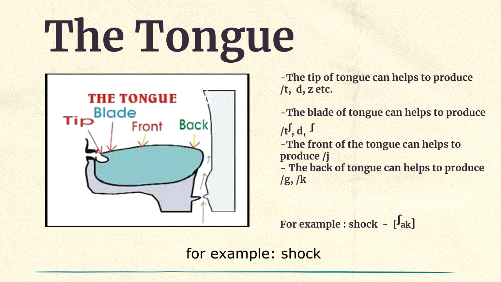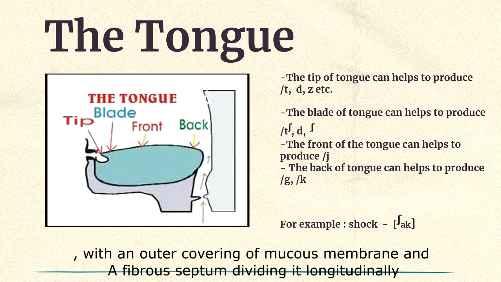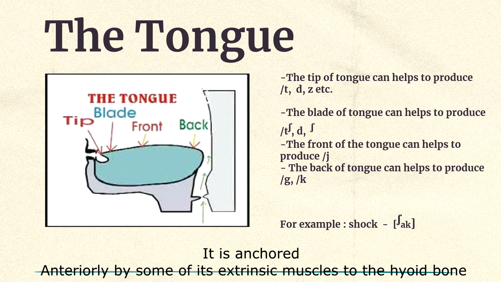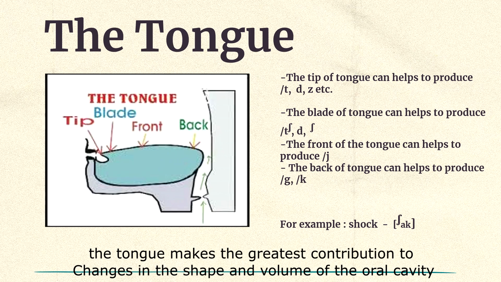The tongue lies in the oral cavity and consists largely of muscle, with an outer covering of mucous membrane and a fibrous septum dividing it longitudinally. It is anchored anteriorly by some of its extrinsic muscles to the hyoid bone. Among all the organs of speech situated within the oral cavity, the tongue makes the greatest contributions to changes in the shape and volume of the oral cavity.